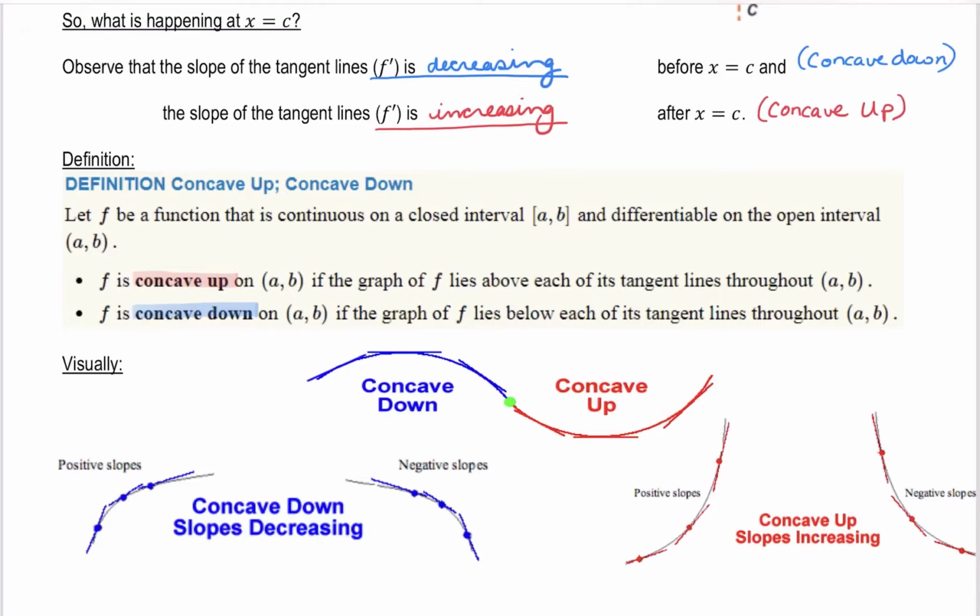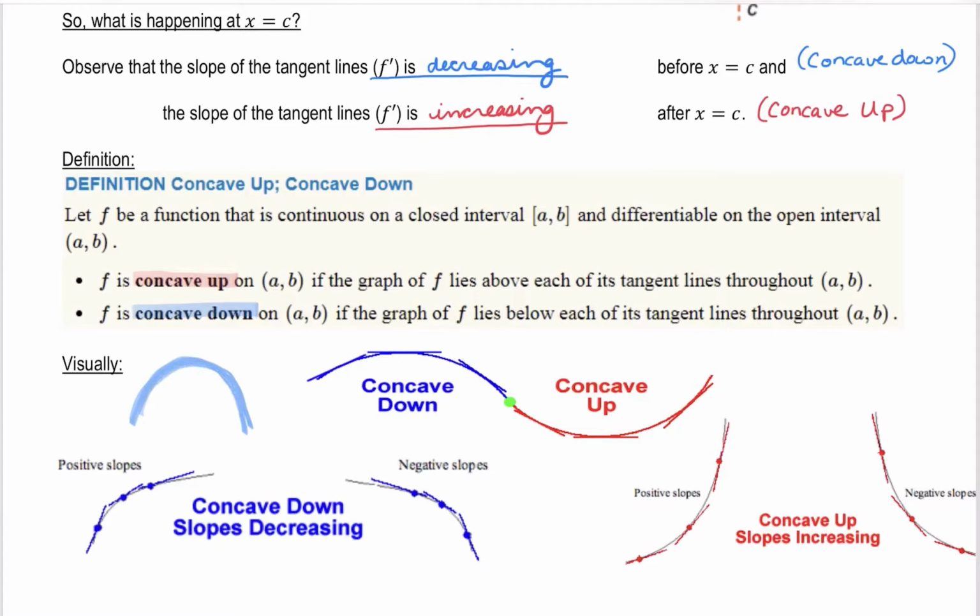All right, so one thing I want you to be able to do is look at it visually. So when I think concave down, I want you to think about a cup that opens down. The best one to think about for concave down is really just your full parabola that opens down. This is concave down.